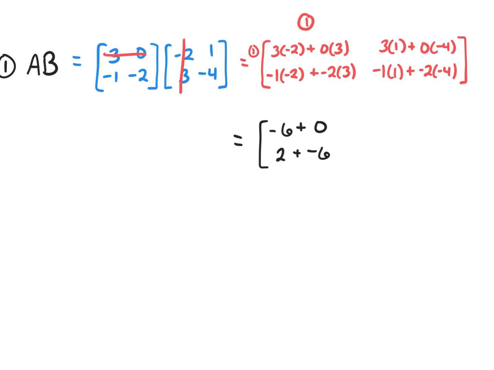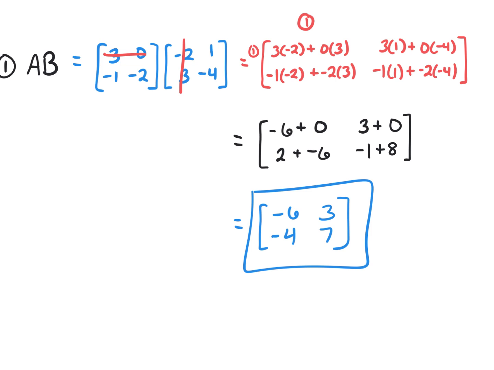This term up here, 3 times 1? 3 plus 0 times anything is 0. Negative 1 times 1? Negative 1, yep. And then negative 2 times negative 4? Positive 8. Are we done yet? Unfortunately not. What's the last thing we got to do? Simplify, add, or subtract together. That first term is going to be what? Negative 6. 2 plus a negative 6 is going to get us negative 4, yep. 3 plus 0? 3, and negative 1 plus 8? 7.